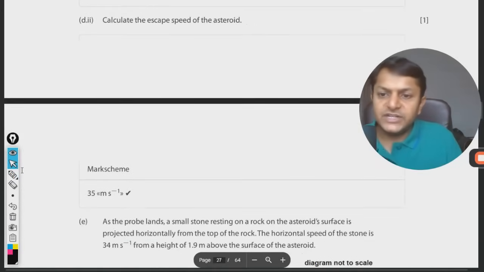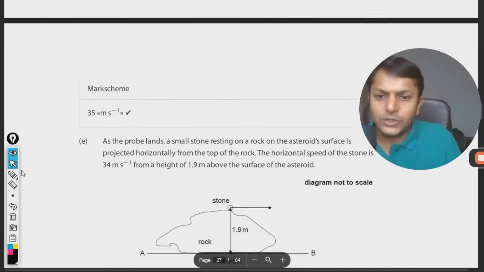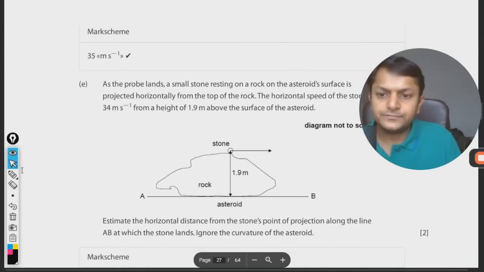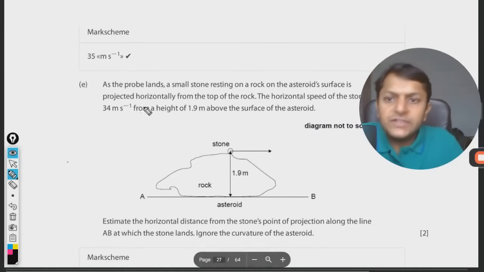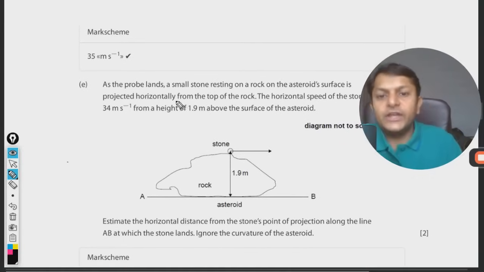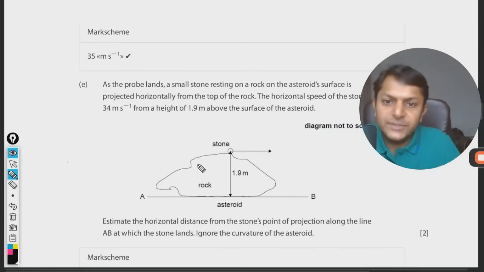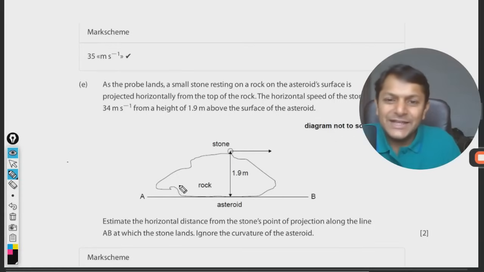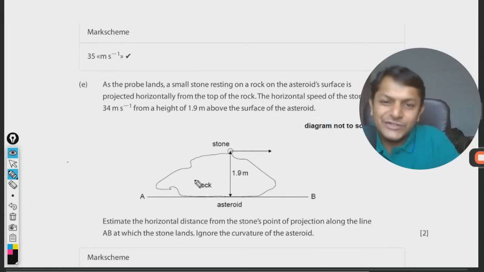Okay, now this is D2. Let's go for the question E now. As the probe lands, okay, now the probe has landed. So this is the probe which you created in your school and you send it to the asteroid. So this probe has now landed on the surface of the asteroid, and there was some stone here. I don't know who put it there.